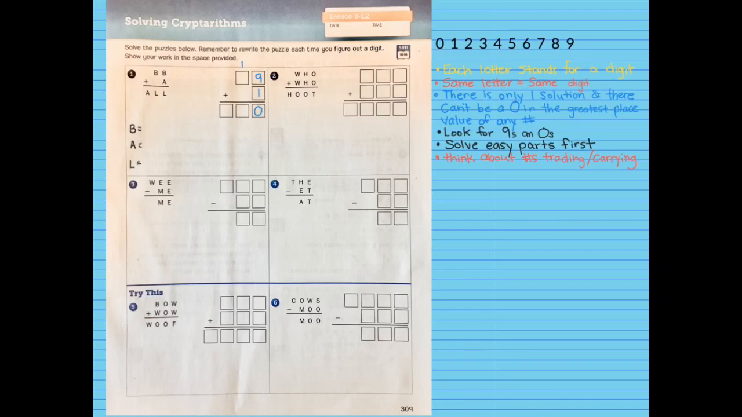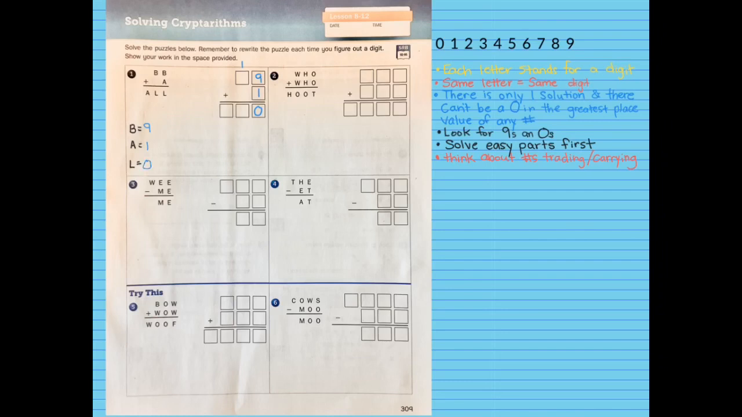Okay, well, if this B is 9, like we think it might be, and the A is 1, like we think it might be, it must mean that L is 0.